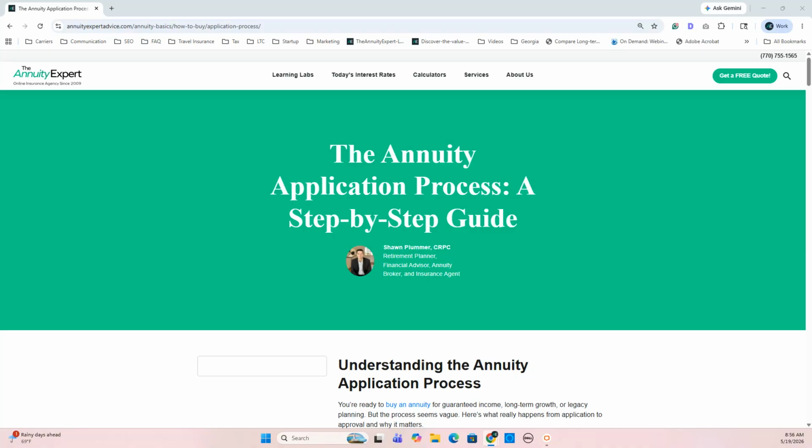Okay. And that's the whole point. The whole point is to make sure that it is suitable for you, the consumer, and suitable for the insurance company to sell you the annuity. And this way, both parties are happy.